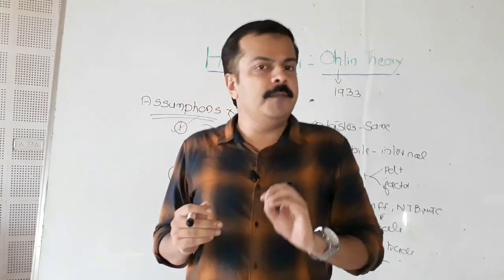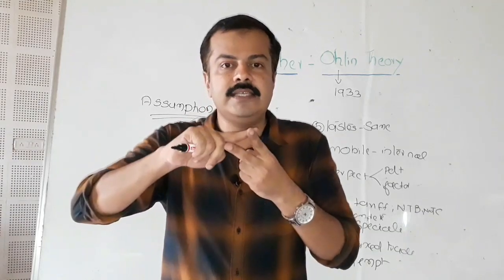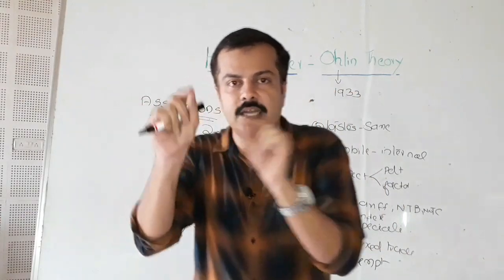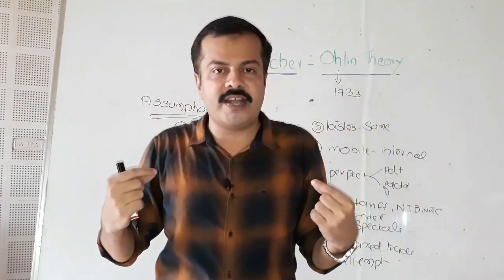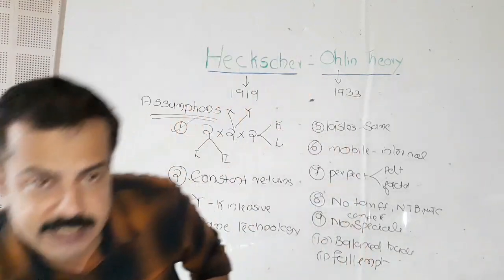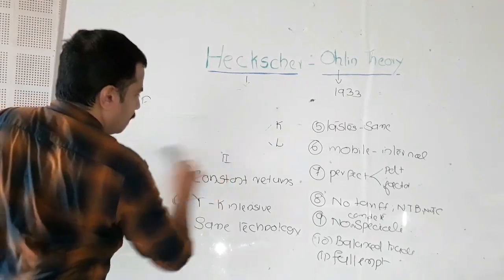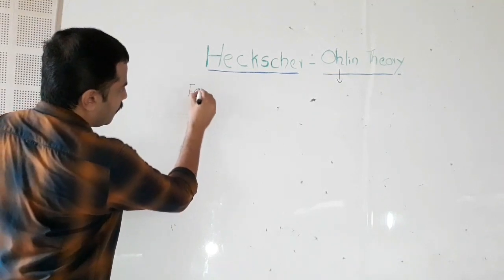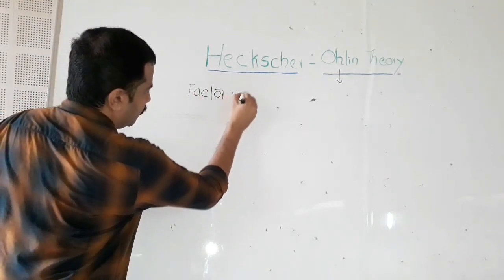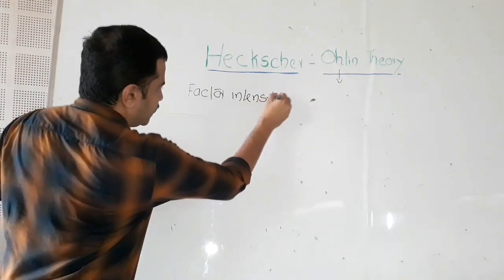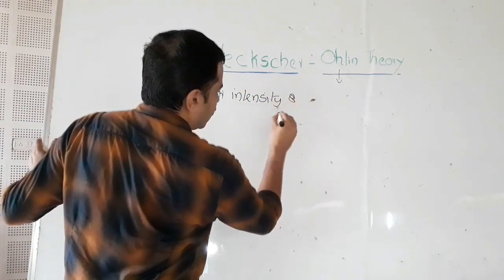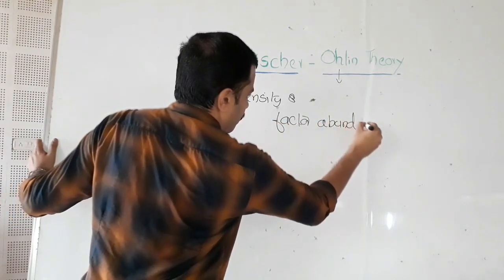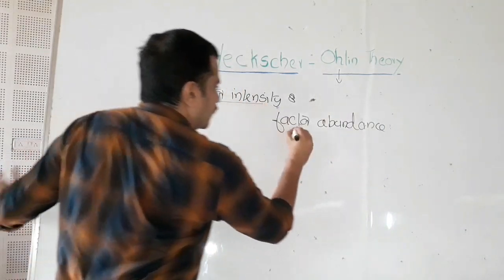Now we will clarify the meaning of two concepts, namely factor intensity and factor abundance, because the Heckscher-Ohlin theory is explained in terms of the two words. So what is the meaning of factor intensity? What is the meaning of factor abundance? Now let us analyze these concepts. Factor intensity and factor abundance. Now let us clarify these two concepts.